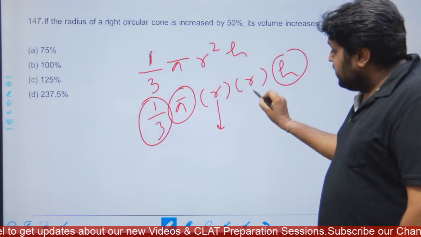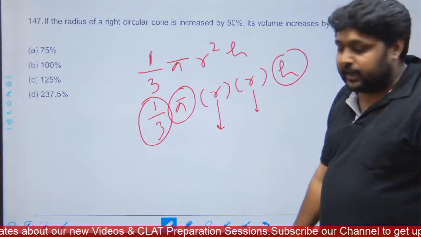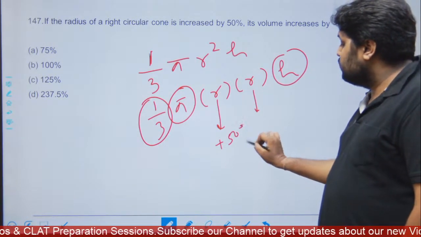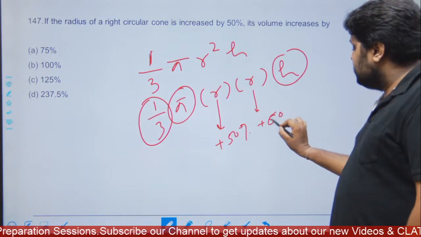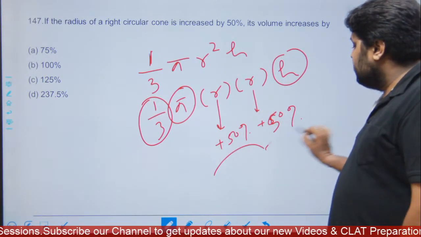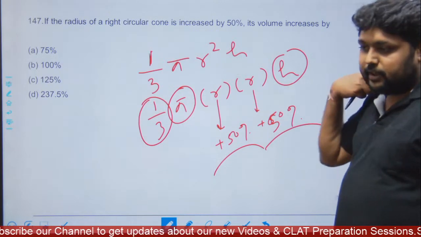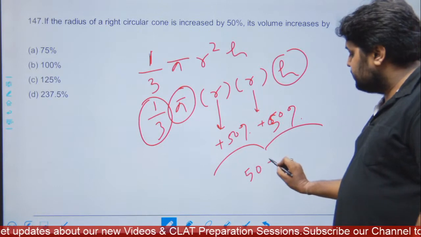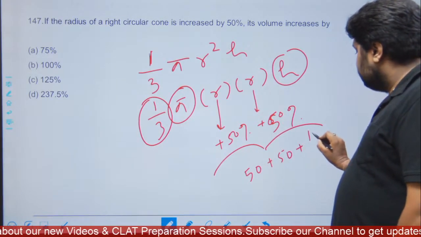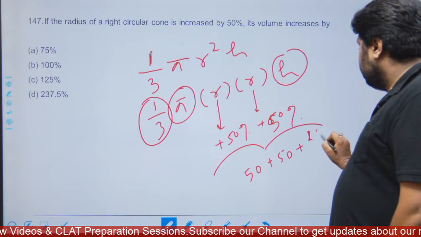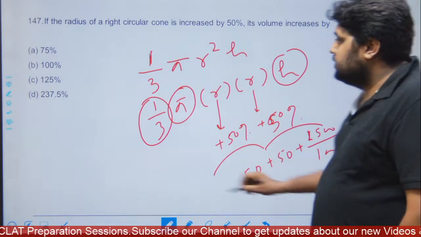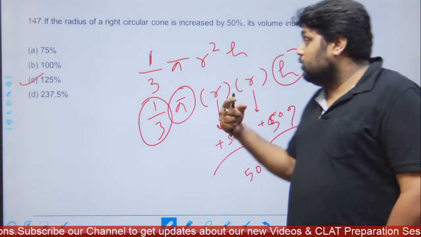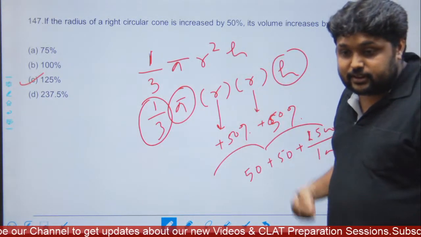So simply the radius is changing, in 2 dimensions, right? The percentage increase in radius is 50%. So it means there will be a successive increase of 50%. Apply the successive percentage change formula: 50 plus 50 plus 50 into 50 upon 100, that is 2500 upon 100. You will get the answer, that is 125%.